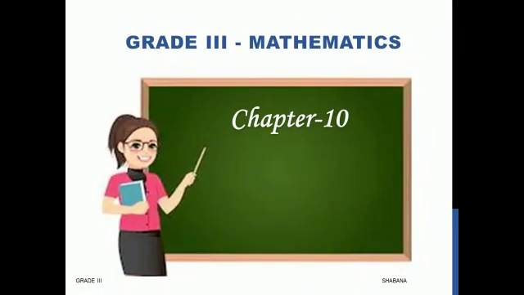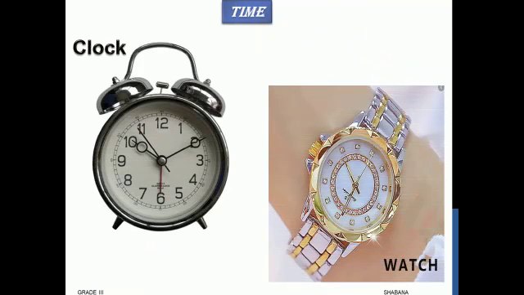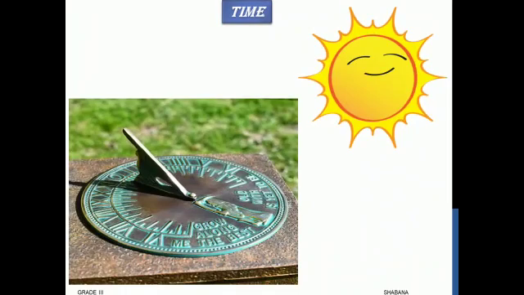Today on chapter 10, we are going to learn about time. How do you read the time? We find the time by seeing a clock or wristwatch. Do you know how people in the olden days found time or read time? Those days, people found the time by the movement of sun, and this is the sundial.